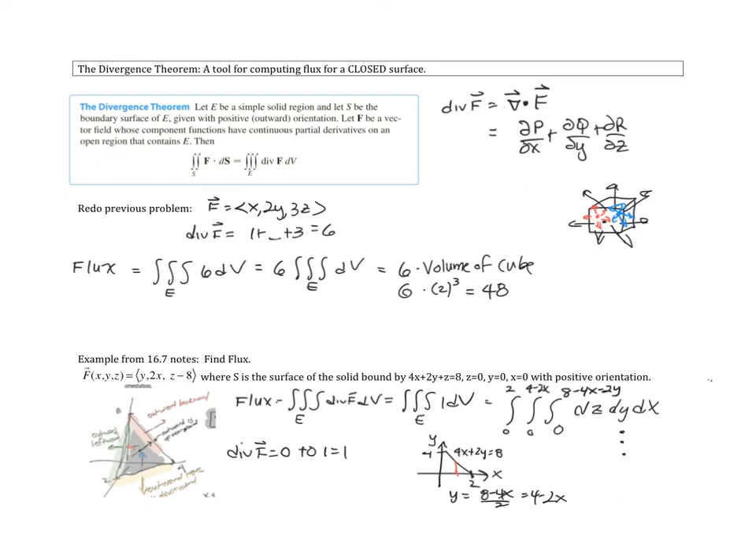So that's the gist of the divergence theorem. It's a tool for helping us compute flux out of a closed surface. Okay?